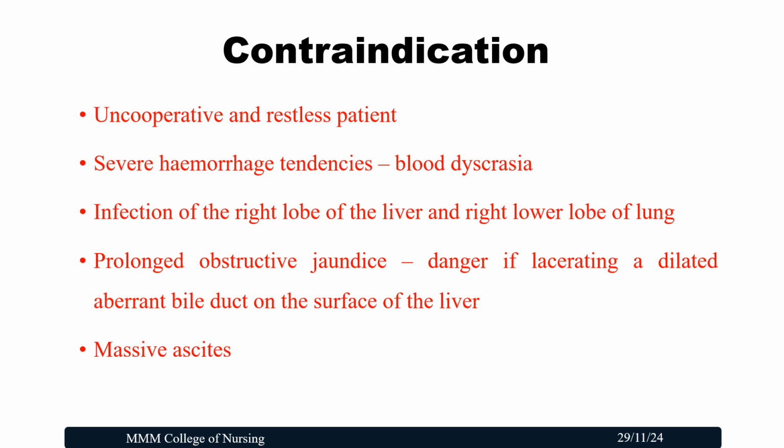The contraindications, where we cannot do the liver biopsy procedure. The first one is an uncooperative and restless patient, and severe hemorrhagic tendencies like blood dyscrasia, and infections of the right lobe of the liver and the right lower lobe of the lung, and prolonged obstructive jaundice, with danger of lacerating the dilated bile duct on the surface of the liver, and massive ascites. So for these kinds of patients we can't go for the liver biopsy procedure.